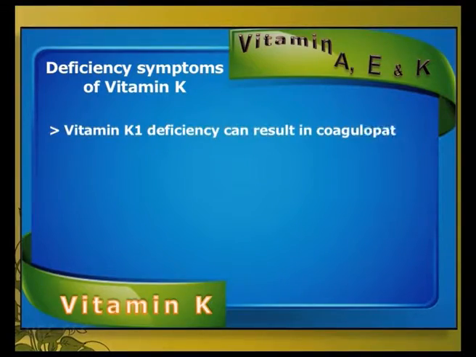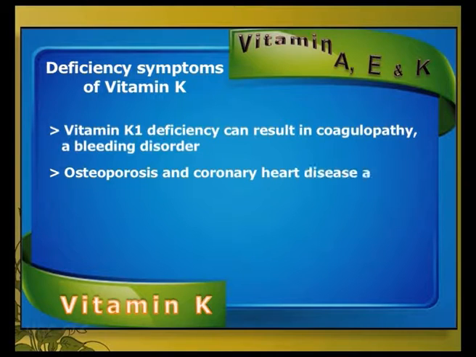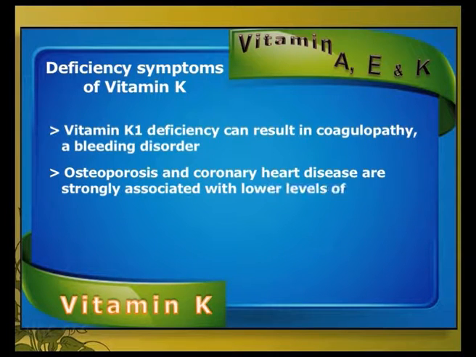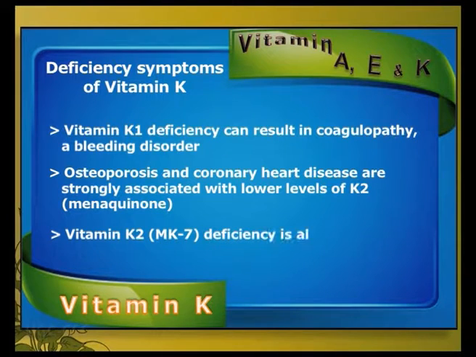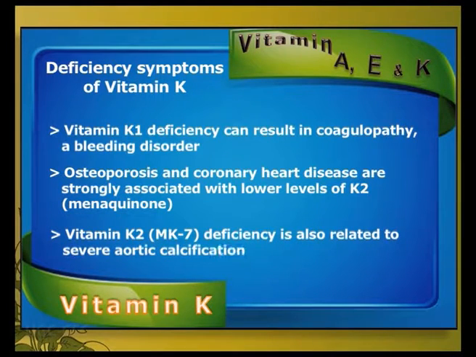The disease symptom associated with vitamin K deficiency is coagulopathy, which is a bleeding disorder. Other deficiency-related conditions are osteoporosis and coronary heart disease, which were observed to be associated with vitamin K2 deficiency, and vitamin K2 MK7 deficiency is also related to severe aortic calcification.